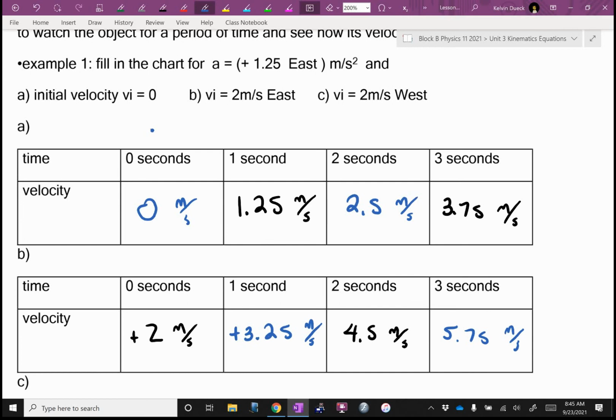Ooh, what about the third situation? What's our initial velocity? Lena, can you read to me where it says part C, v_i equals? What would be an easy way to show west?